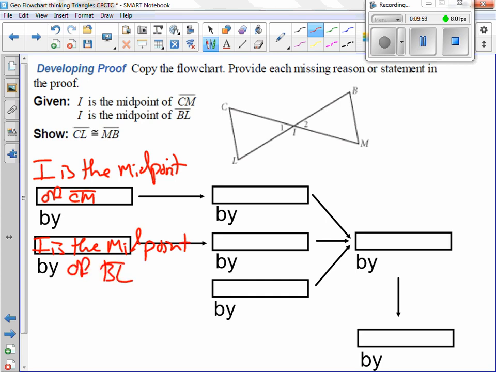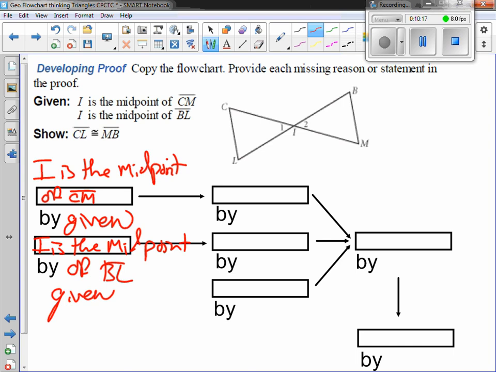We can go in and fill in the first two pieces of information because they're what's given. I is the midpoint of CM. I is also the midpoint of BL. And this here is given, by given. So it's our two given pieces of information we're filling in. If you don't have enough room in those boxes, that's fine, because you can write outside of it like I did. So we're using just the two pieces of given information.